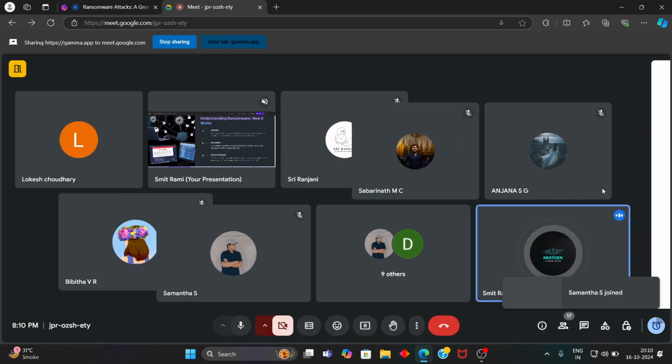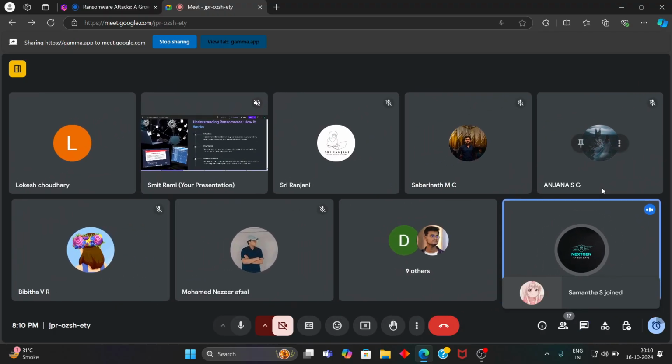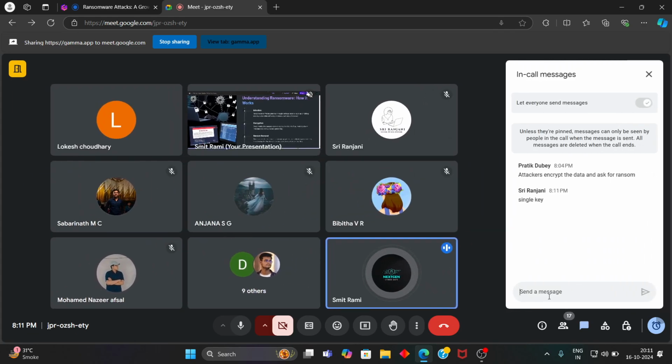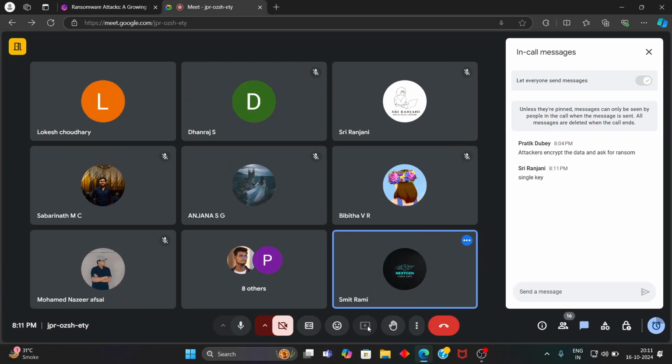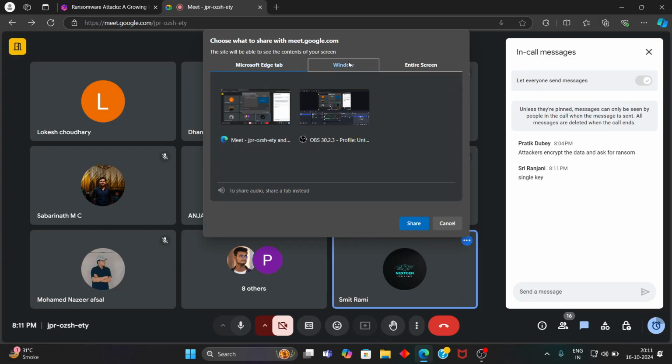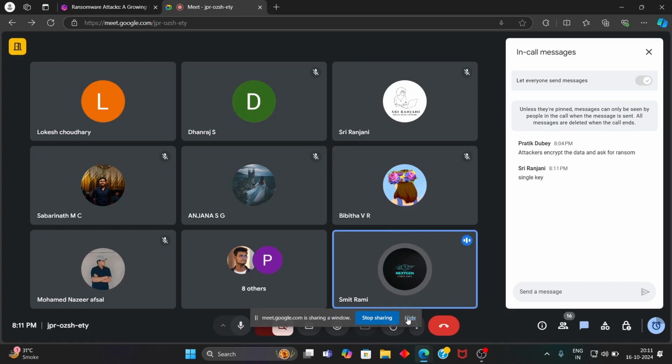Does anyone here have an idea about encryption, symmetric encryption and asymmetric encryption? This is the concept of the cryptography module. Single key, exactly. Let me just explain both of these briefly. For an example, let me share my screen again. Just a second. We'll be learning more of the technical part today.